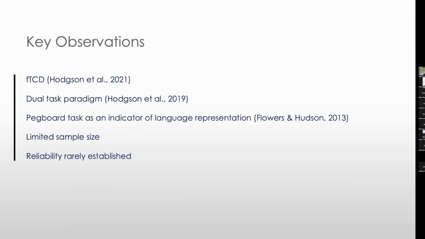And Flowers and Hudson concluded that tasks that target sequential control in either language or motor functioning should show associations between performance across these domains. But most studies in this area have relied on relatively small samples, and they've infrequently explored the reliability of the tools that they use to assess lateralization. And this is particularly important when investigating the link between laterality indices, as the absence of a correlation can't be interpreted as independence of function unless each task is reliable.